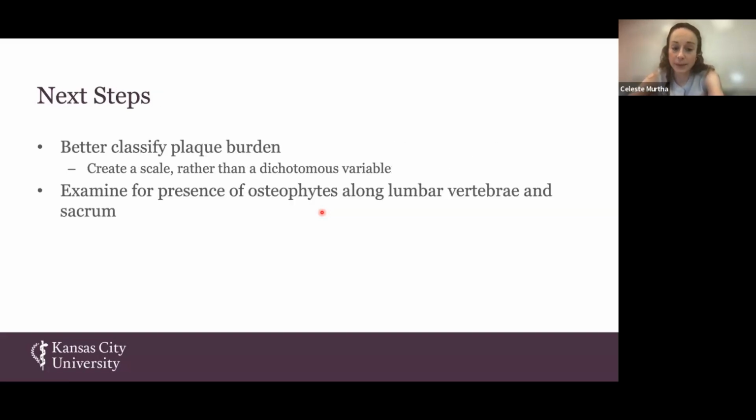In terms of next steps, I think it could be interesting to better classify the plaque burden. So in my study, I used a dichotomous yes/no variable, but I think it could be helpful to create a scale of no plaque burden, light, moderate, and heavy plaque burden, and see if there's a relationship there. I also think it could be interesting to examine for the presence of osteophytes along the lumbar vertebrae and sacrum. I theorize that osteophytes in the bony part that compresses the posterior aspect of the vein could contribute greater compressive forces and lead to greater development of spurs.